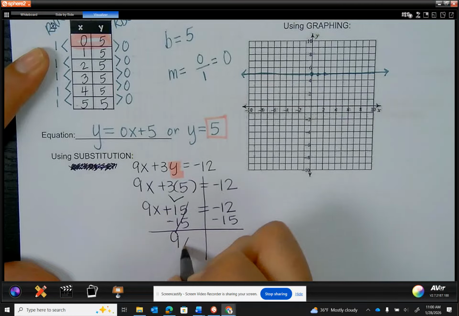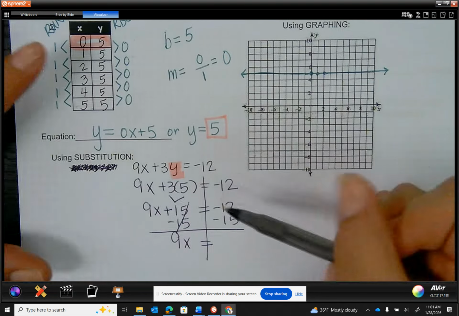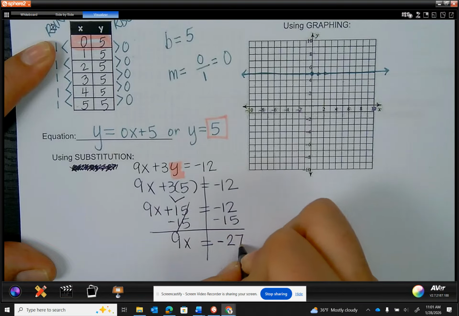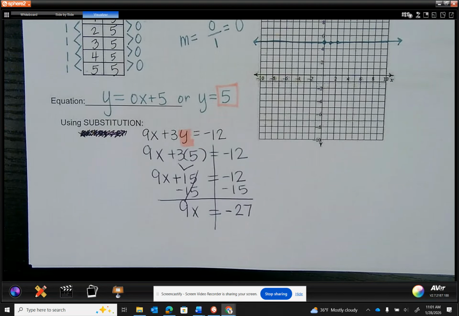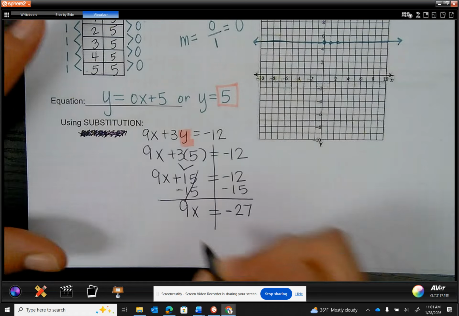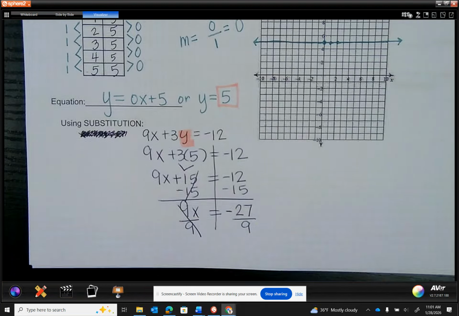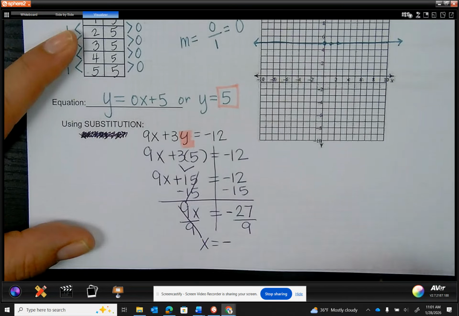I have 9x equals negative 27. Since they're both negative, we add them and keep the negative. And then what is our next math move? Divide by 9. So we have x is equal to negative what?